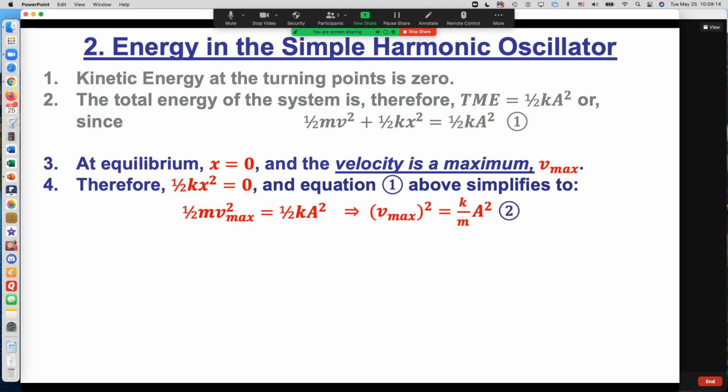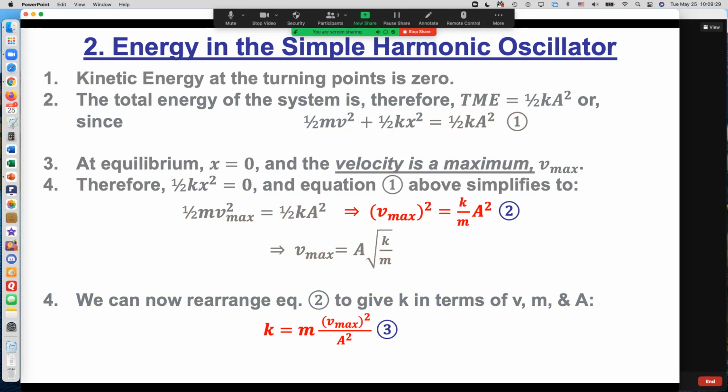We can reorder this. We got V max squared equals K over M A squared, or V max is the amplitude times the square root of the spring constant divided by the mass. We rearrange equation 2 to get the spring constant in terms of V, M, and A, and that's called equation 3. And there's a reason I'm doing this, so just hang tight.